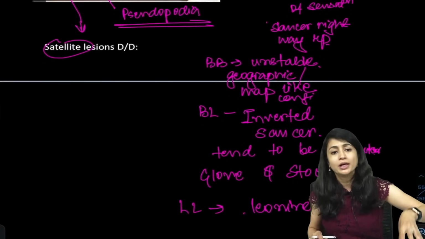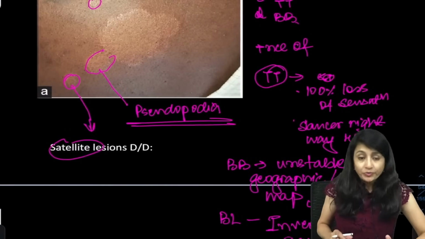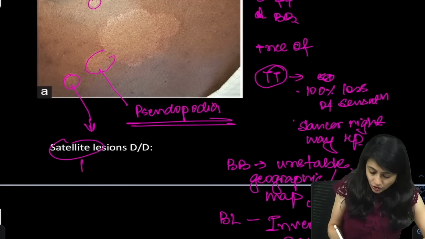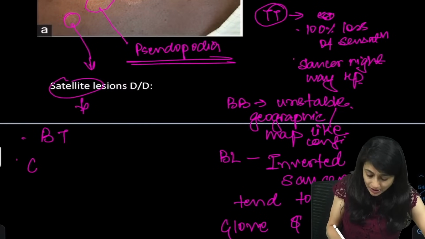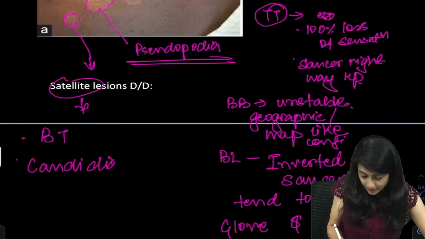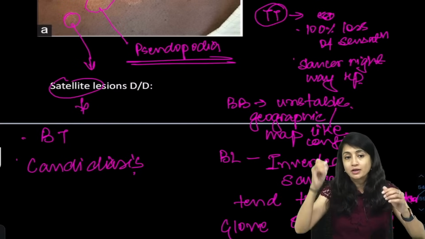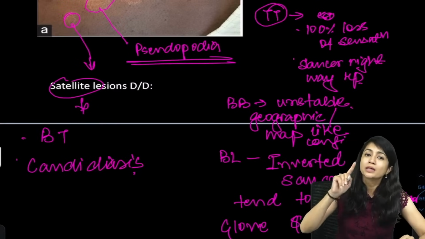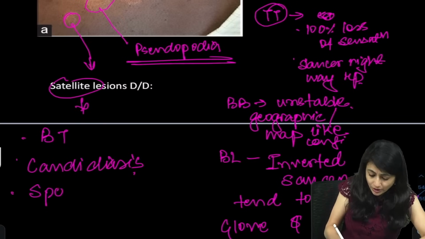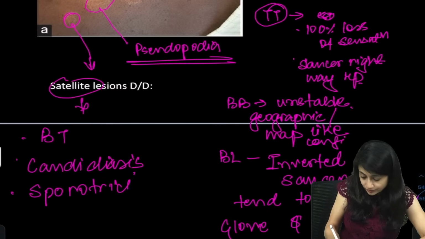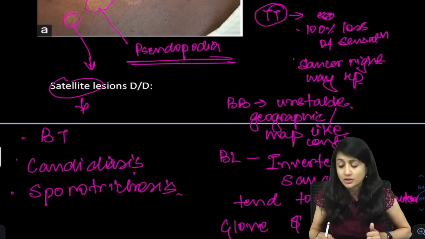Most commonly they ask you BL, BB and BT. These are the three most common spectrums that are asked. Now, can you give me other DDs for satellite lesions? Obviously, one is BT Hansen. The other DD for satellite lesions is candidiasis. Remember, candidiasis also has satellite lesions. So, if an intertrigo is given and you see satellite lesions, remember candidal infections have satellite lesions. The third DD of satellite lesion is sporotrichosis. Sometimes they ask this, so satellite lesions are seen with all these conditions.